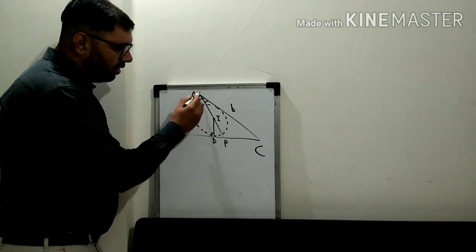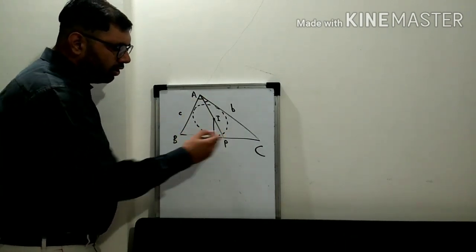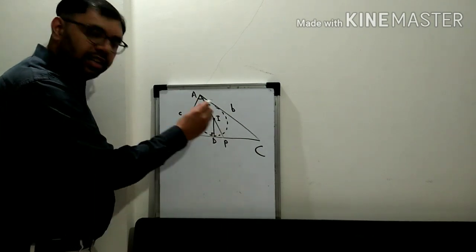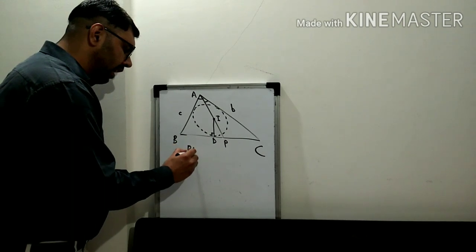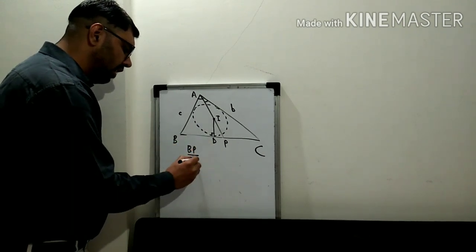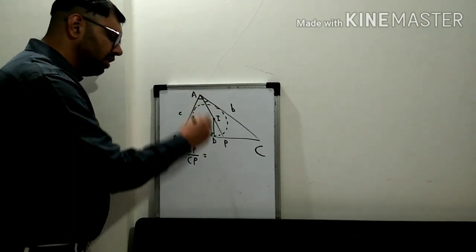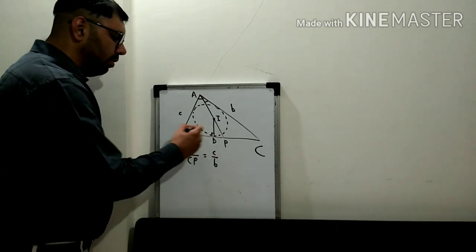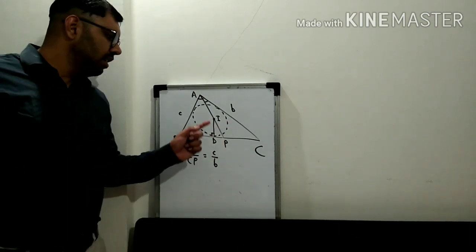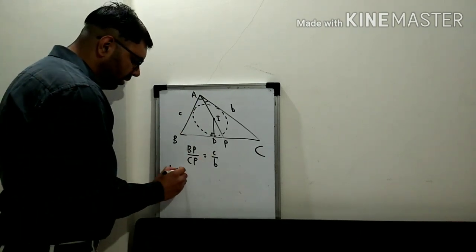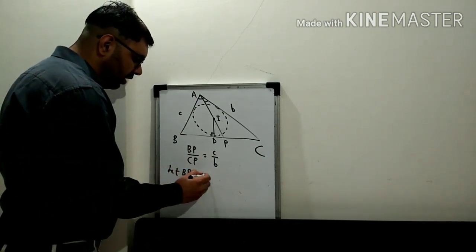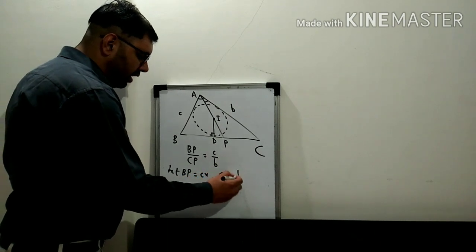This, we know, is an angle bisector. So this will divide the opposite side in the ratio of the sides containing the angle. So the ratio of these lengths BP and CP will be the same as the ratio of these sides. So BP upon CP will be the same as c by b. Now this is the ratio, so we can take BP as cx and CP as bx.